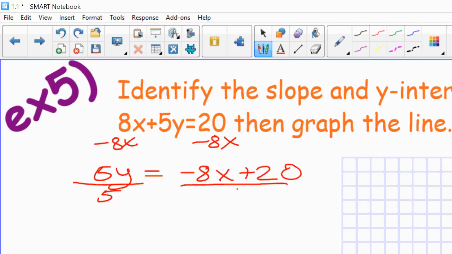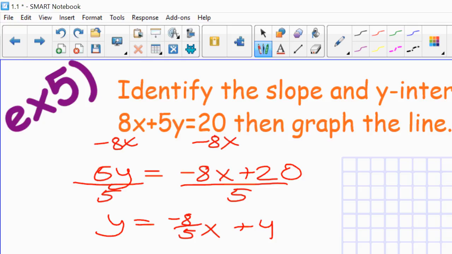Divide by 5. Now remember, when you divide, you're dividing both terms. So here I get negative 8/5 x, here I get plus 4. Make sure you divide both. Now this won't get you credit because it says identify the slope and y-intercept.